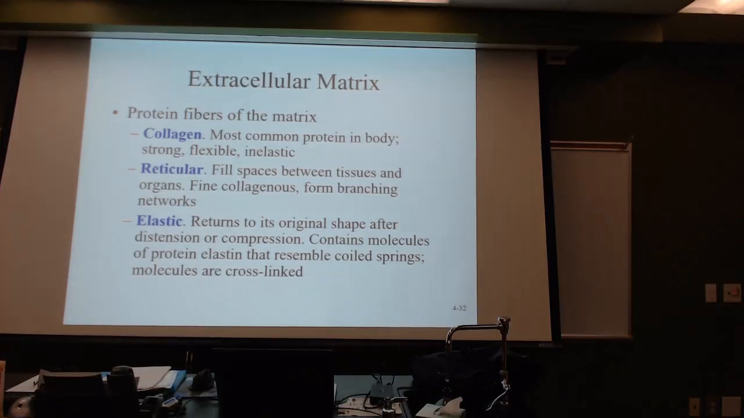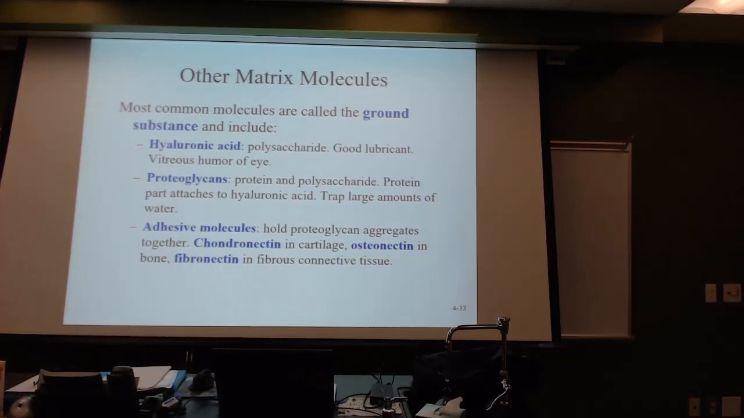Full of different types of cells that can be present. Some other materials that can be present. Once again, they don't have to be present in all of these matrices. The matrix will have what's known as a ground substance. We can have something called hyaluronic acid.